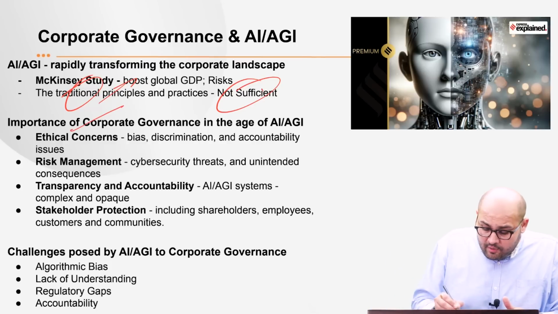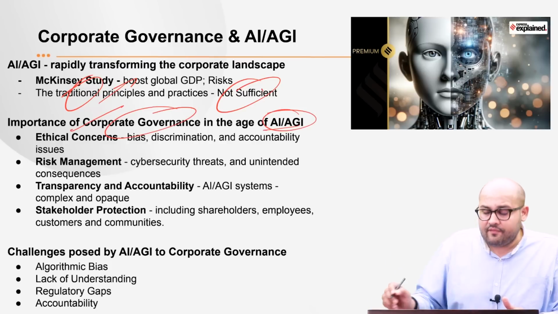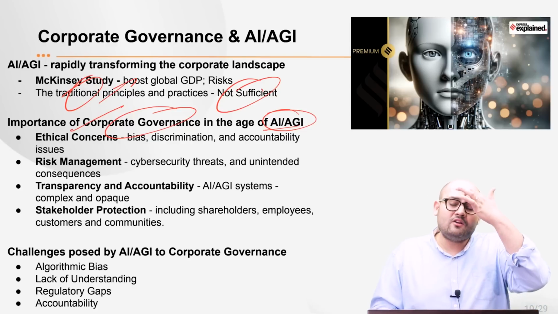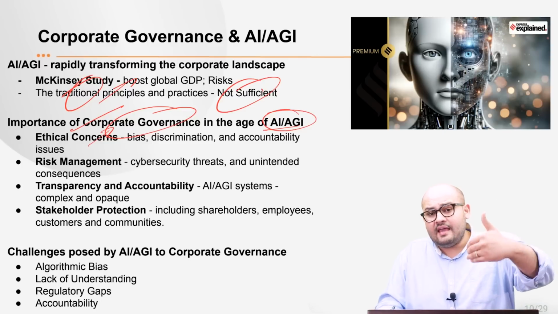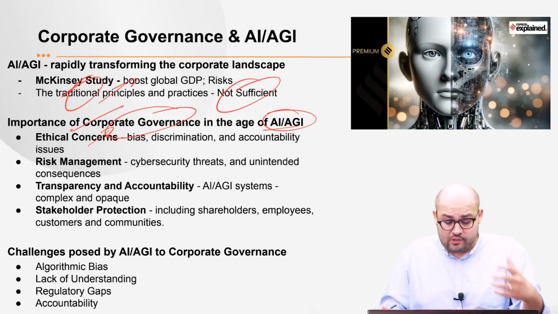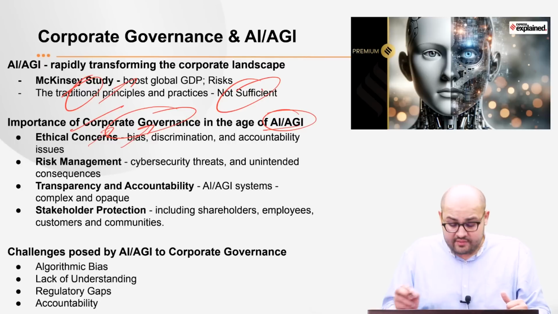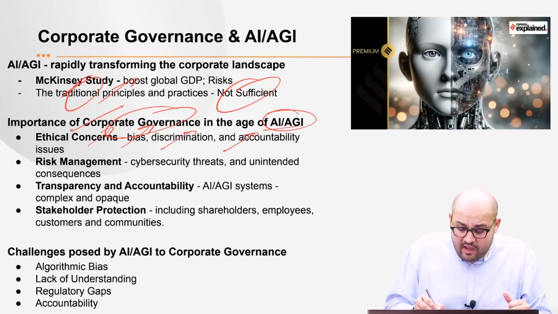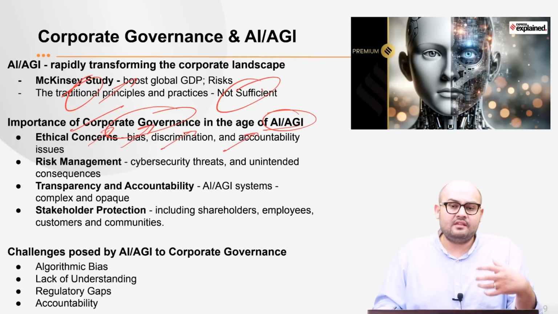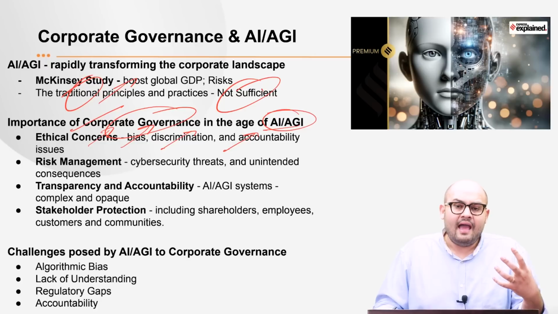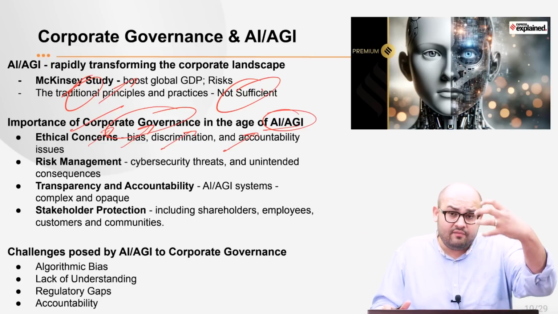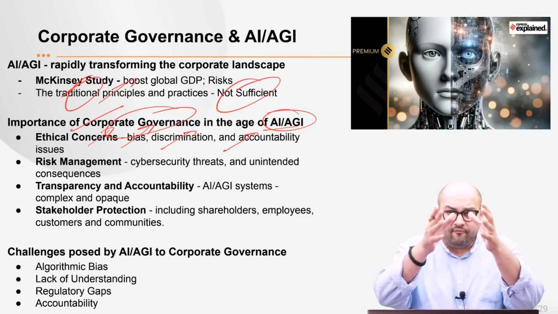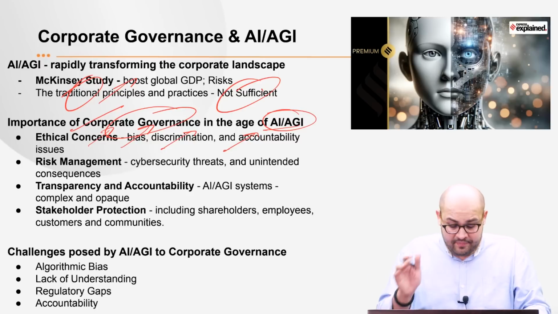Now, what is the importance of corporate governance in the age of AI and AGI? First, why is corporate governance important? Ethical concerns. See, with the introduction of AI and AGI systems, there are issues with respect to biases, discrimination, and accountability. Because these systems are autonomous, right? And how would the system be accountable then? Therefore, it becomes important that we have a full, robust corporate governance structure.